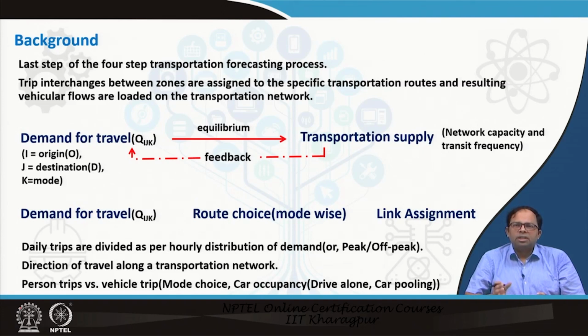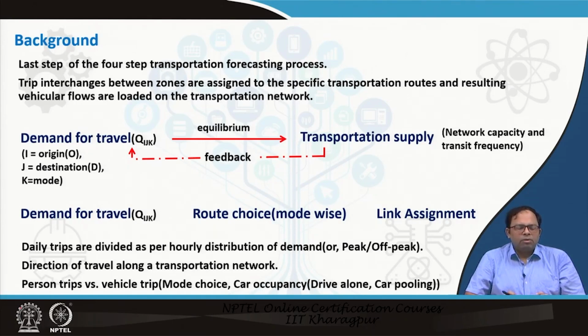Whereas, from the transportation network's point of view, there is a certain network capacity, and if you are talking about transit, then there is also a capacity in the transit system. For example, the capacity of transit depends on the transit frequency. The number of buses coming within an hour on a bus route determines the number of passengers that could be transferred along that route. So, both transit frequency and network capacity are the two components which determine the total amount of transportation supply. There is always a sort of feedback between demand and supply, and at one point of time equilibrium is established.